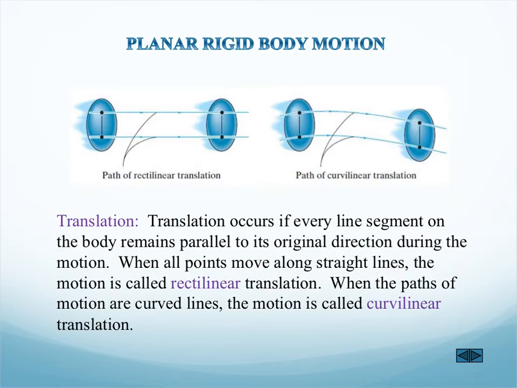So just to start, defining some types of motion. Translational motion is basically when every piece of the body remains parallel to its original direction when it's moving. So it's kind of moving in a straight line in a plane. But if you followed the path of, say, some points on the object and those points traced out a curved shape, then that would be curvilinear translation.